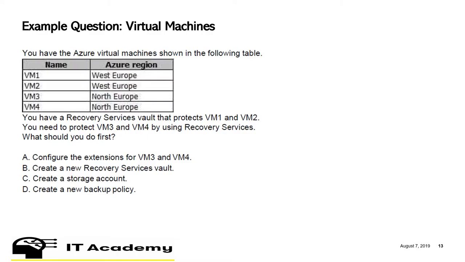We have an Azure Recovery Services Vault that protects VM1 and VM2. But we now need to protect VM3 and VM4 using Azure Recovery Services. What should we do first?